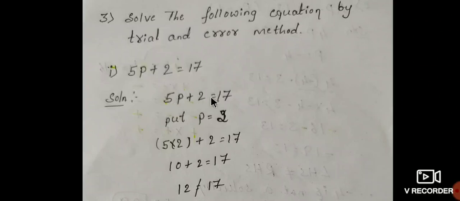For example, 5p plus 2 is equal to 17. So in general, let us take p is equal to 2. That must be your choice, you can take any value. Put p is equal to 2. Then 5p means 5 into p. Yes, 5 into 2 plus 2 is equal to 17. 5 2s are 10. 10 plus 2 is 12. 12 is equal to 17. Is it possible? Not possible. So 12 is not equal to 17. Therefore p is equal to 2 is not a solution.